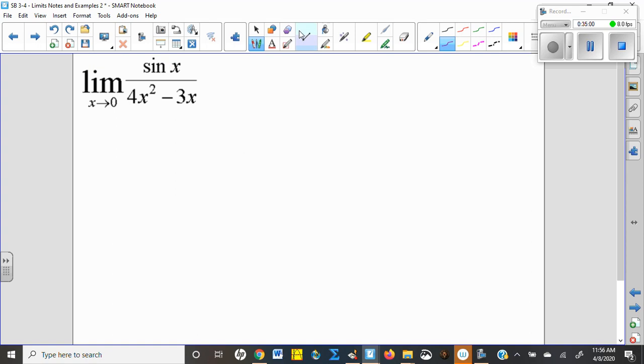This one has that sine x in it, so I'm immediately going to start trying to find that x. I don't think I need to introduce an x this time. I think I just need to do some factoring in the denominator. I'm going to factor out an x, leaving me with 4x minus 3. And now I need to use the property of limits.